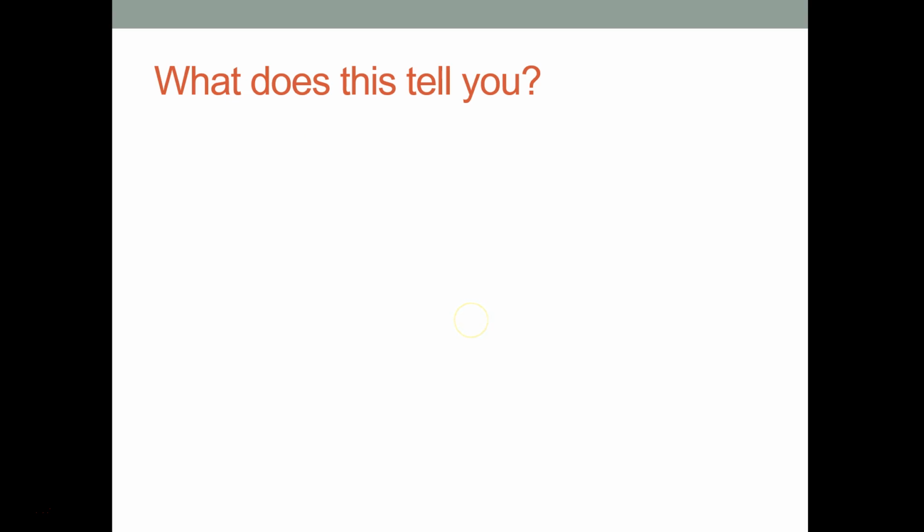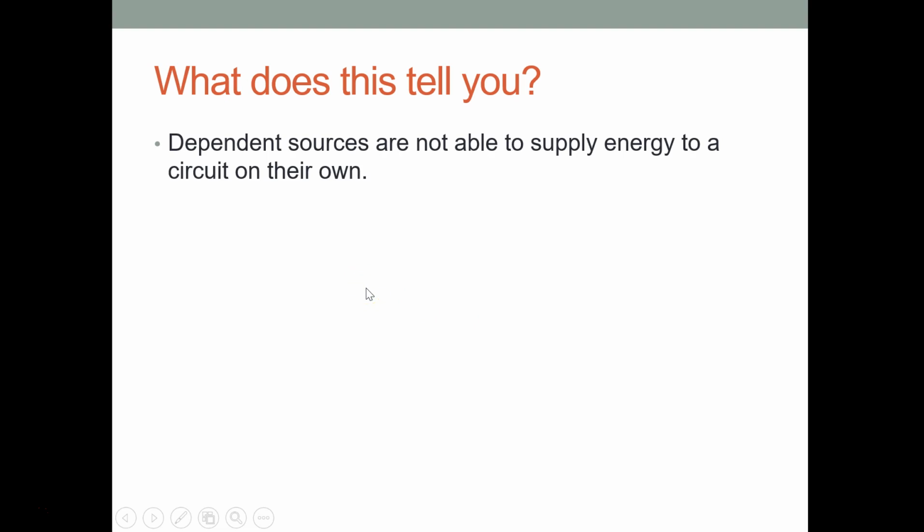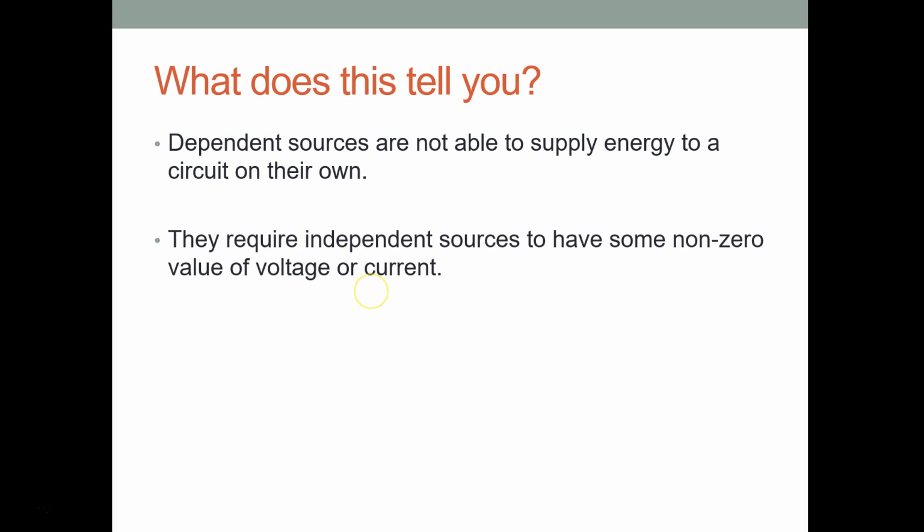What does this tell us? What does it mean if, when we have a dependent source alone, the currents and the voltages and so on work out to 0? So it tells us that they are not able to supply their own energy to the circuit, which is what an independent source does. They require independent sources to have some non-zero value of voltage or current. So before, when we had the 10 volt source, we saw that we got a non-zero value for the current. I think it was 10 on 16 amps. And then when we removed it, you got 0.